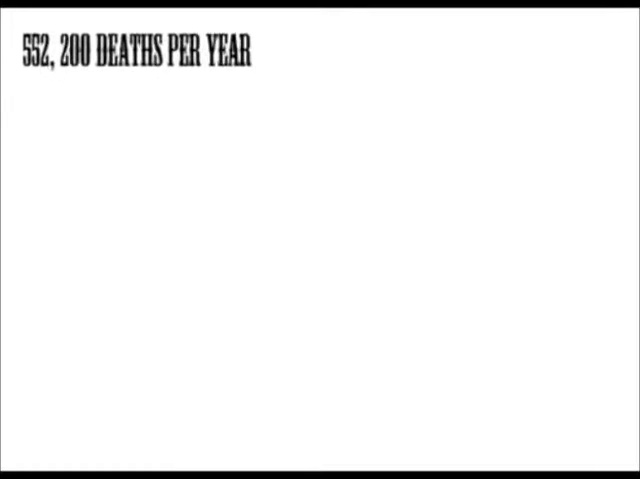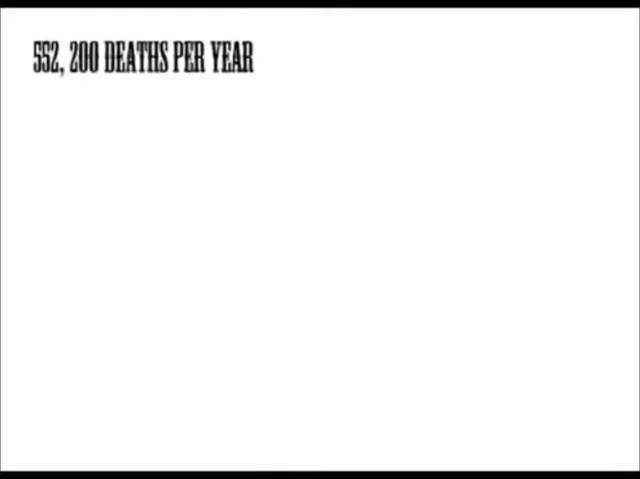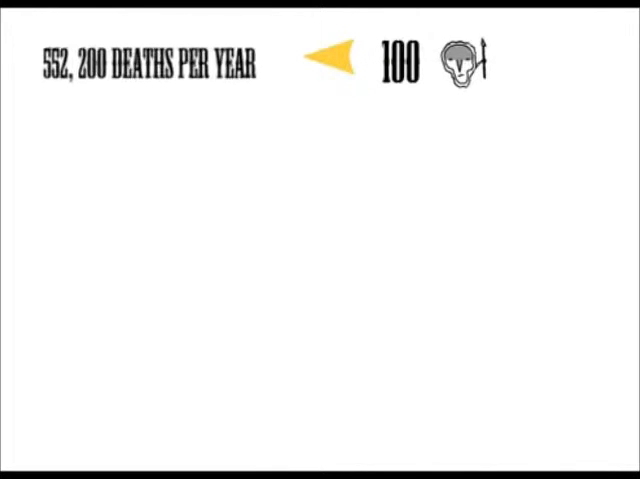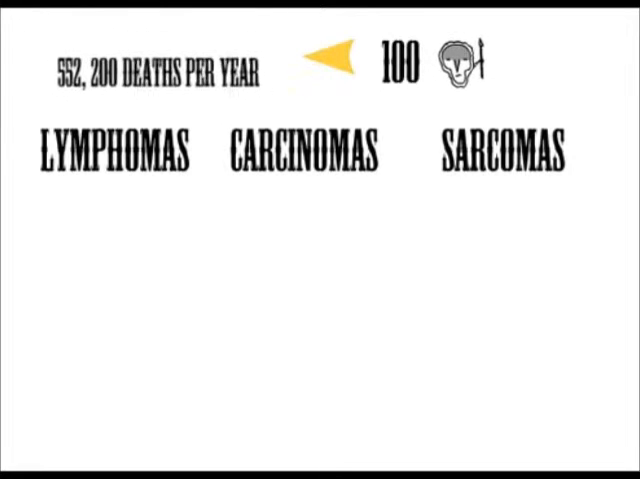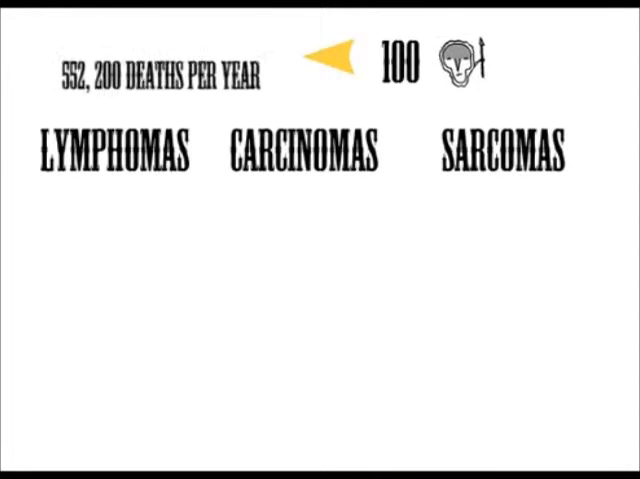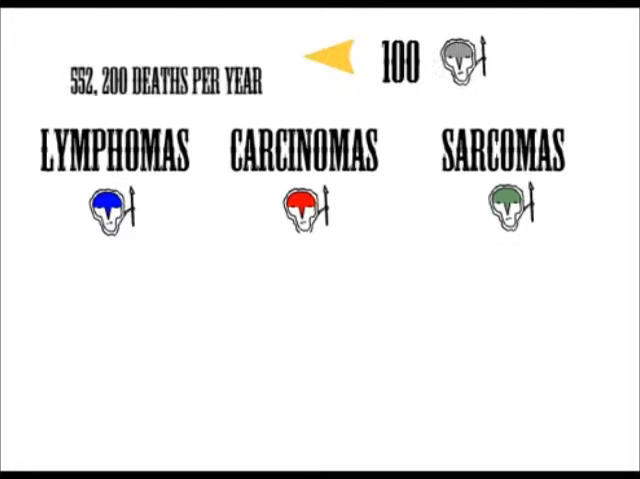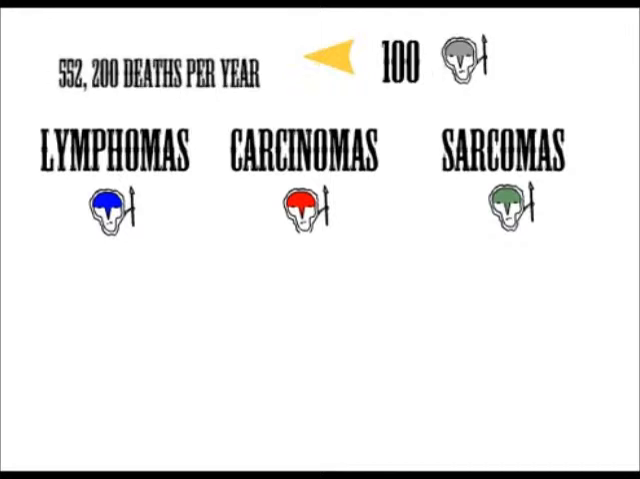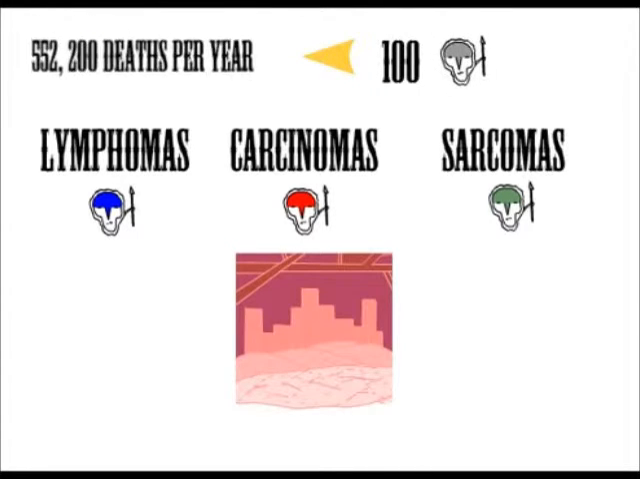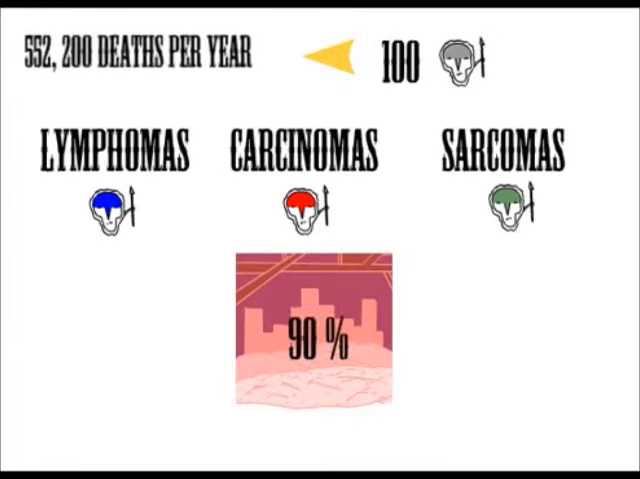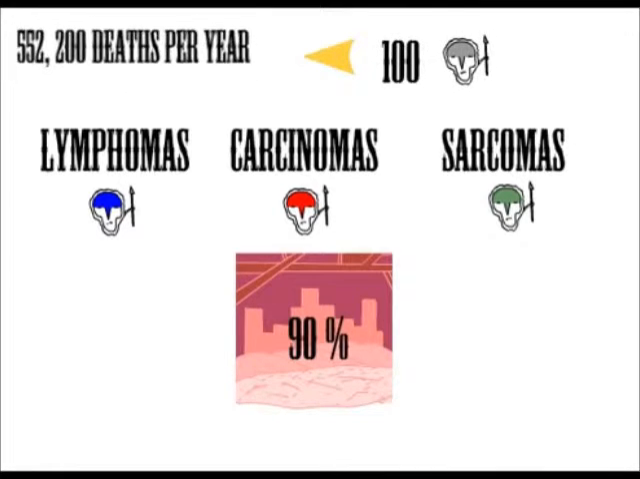There are 552,200 deaths per year in the United States, caused by approximately 100 types of cancer. Malignant tumors come in three types: carcinomas, sarcomas, and lymphomas, each with a powerful arsenal of weapons to destroy the human body. Carcinomas arise from rebellious city walls or borders of tissues and organs, called epithelial cells. 90% of all cancer invasions are carcinomas.